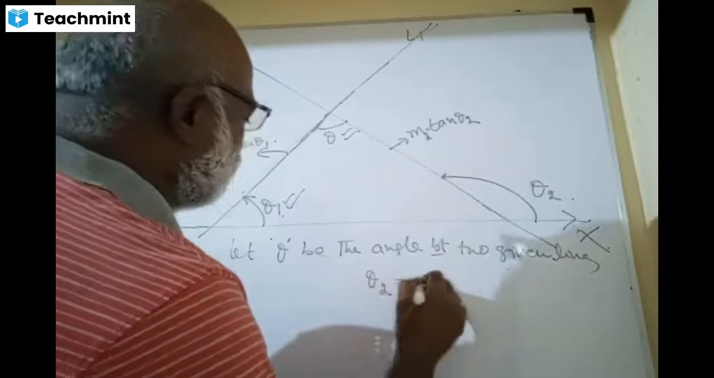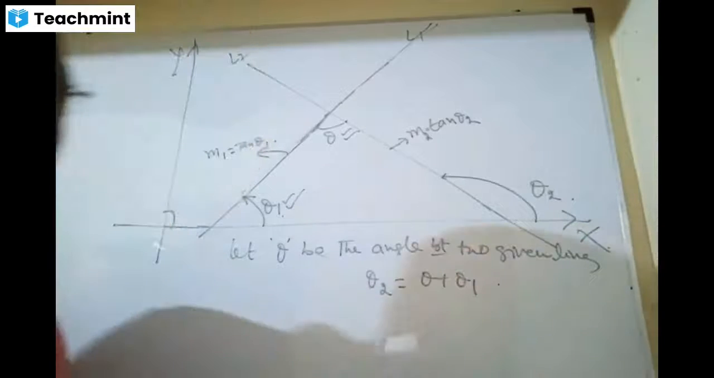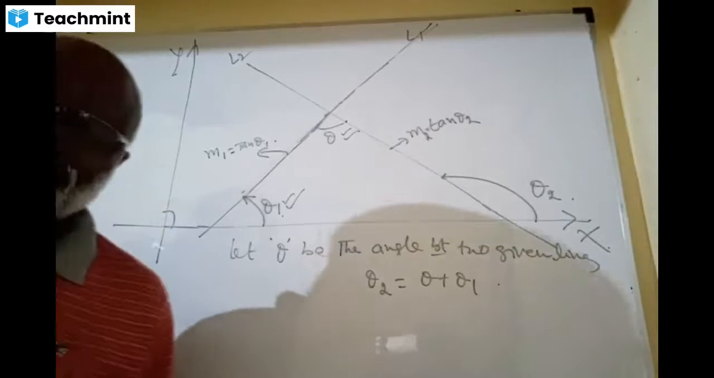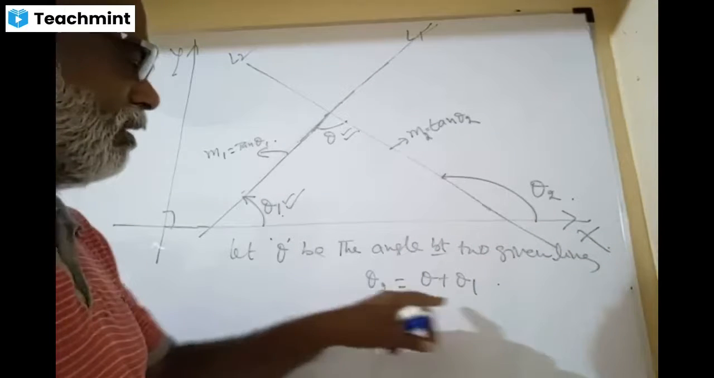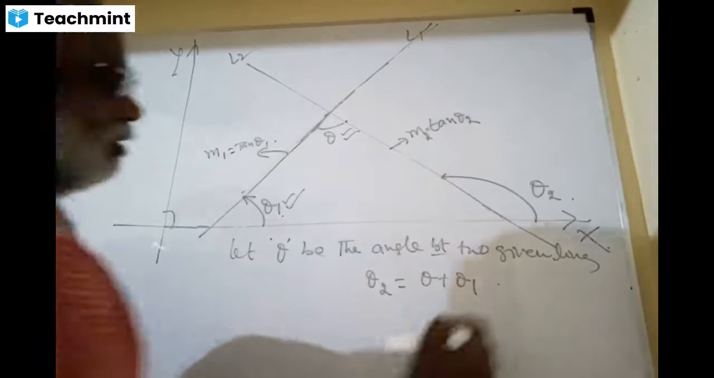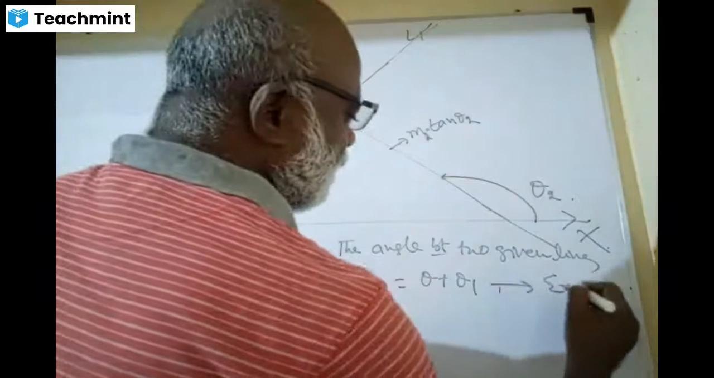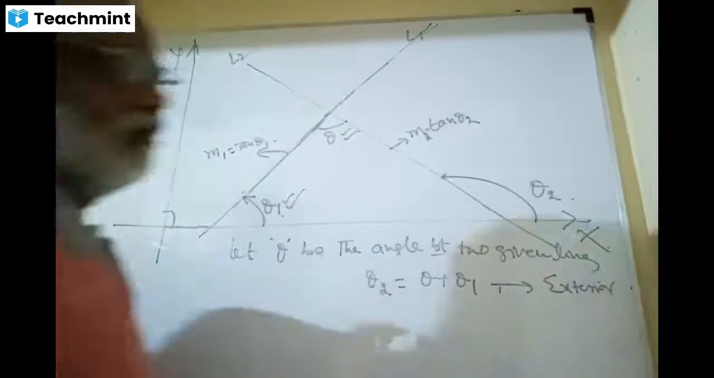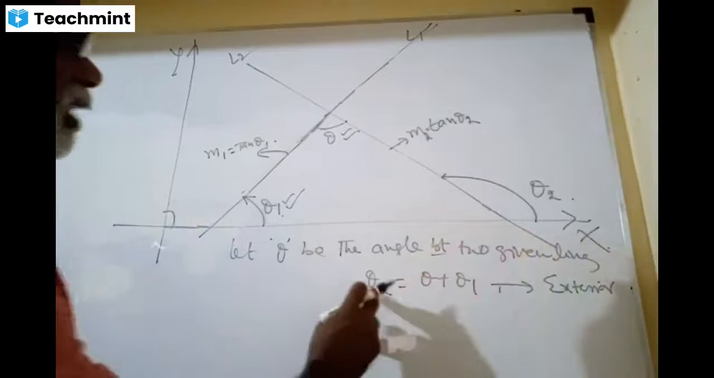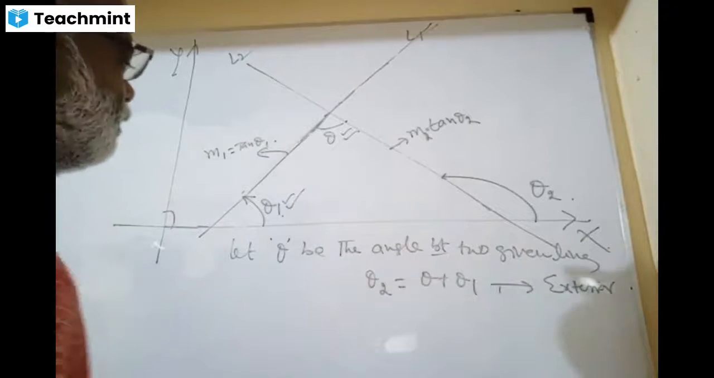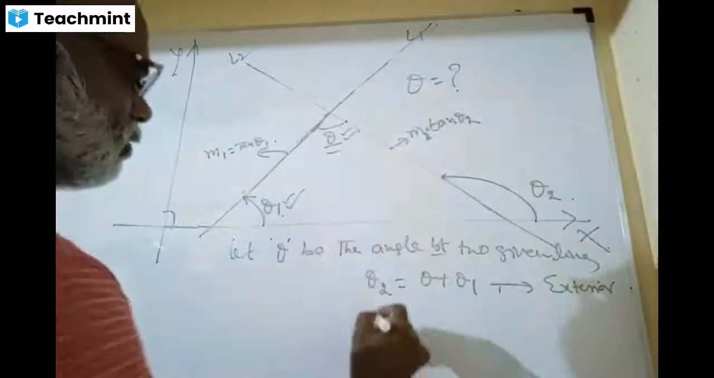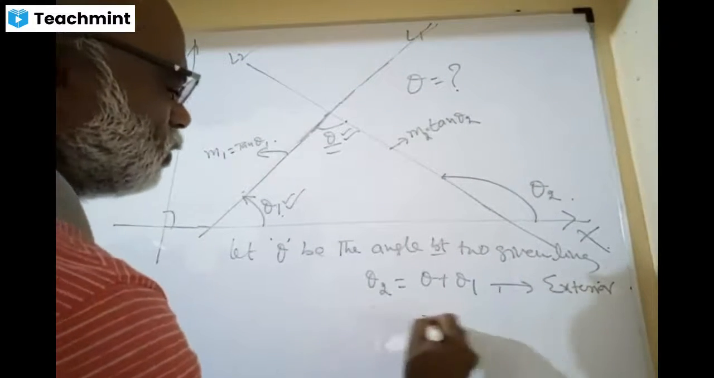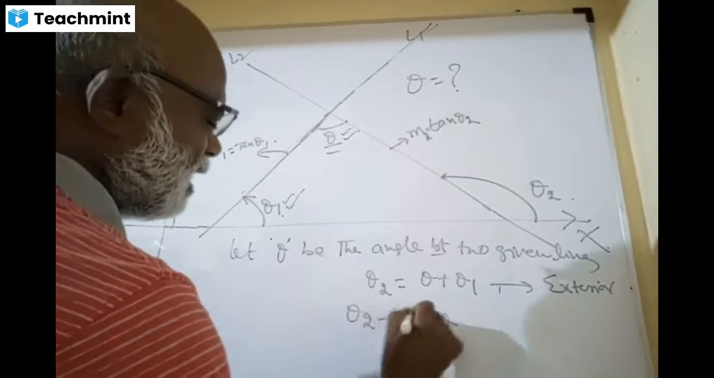Can I write θ2 equals theta plus θ1? What property? Exterior angle property. It's the exterior angle of a triangle, sir. Yes, exterior angle of a triangle. Brilliant. θ2 equals theta plus θ1. But our interest is what? Theta. So shall I write theta equals θ2 minus θ1?